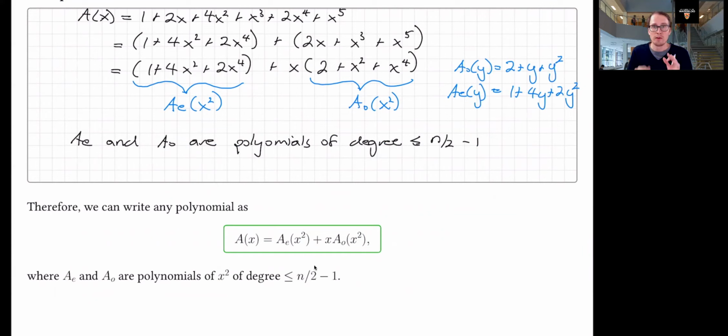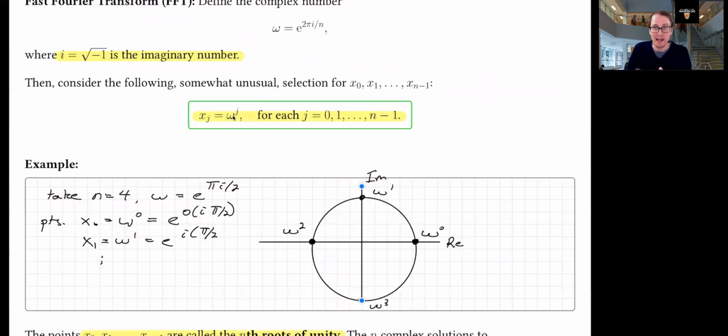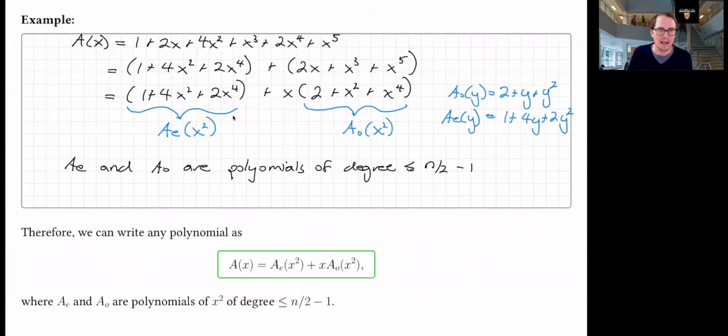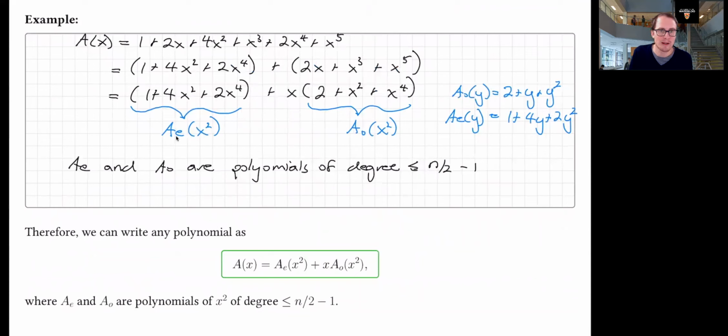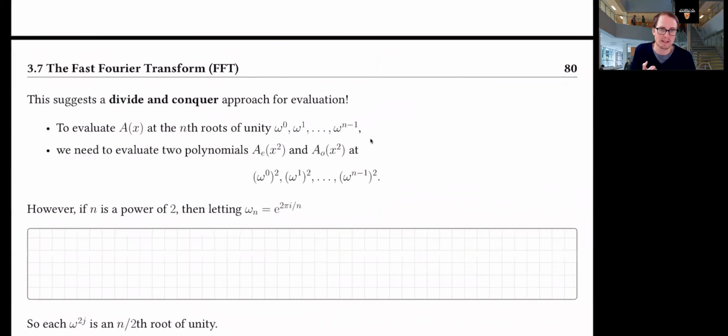And so now the whole reason that I pick these particular numbers to evaluate at is that it's going to end up being useful. When I try to evaluate a of x at one of these numbers, I instead have to evaluate a even at x squared and a odd at x squared. And so that will end up being easier with those unusual kind of complex numbers. So this suggests a divide and conquer approach for evaluation. To evaluate a of x at the nth roots of unity, which is omega to the 0 up to omega to the n minus 1, we need to evaluate 2 polynomials, a even of x squared and a odd of x squared at these points.